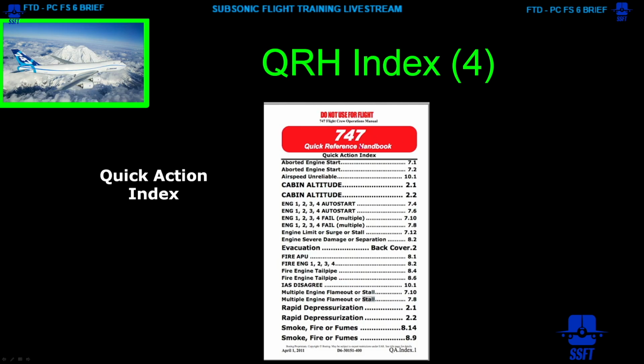But again, these are the items that need to be handled in a quick and efficient manner, so they're put on the front of the QRH. And if it does have a memory item, we're going to do the memory item first, and then we're going to come to the QRH and then go to the procedure, and then carry out the rest of the procedure below the memory items.